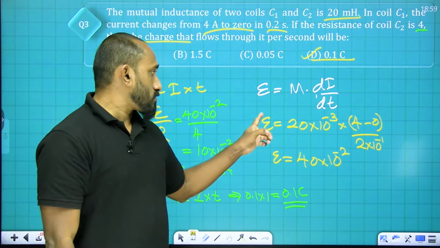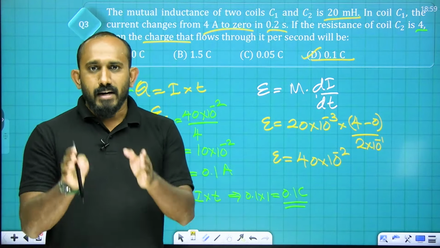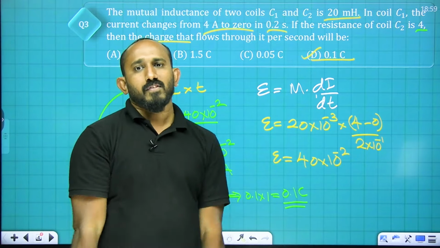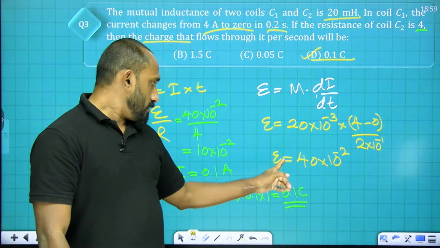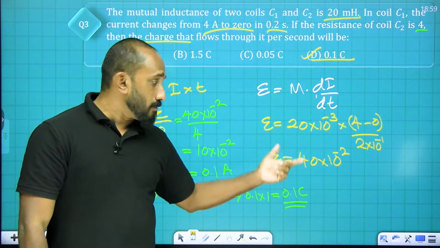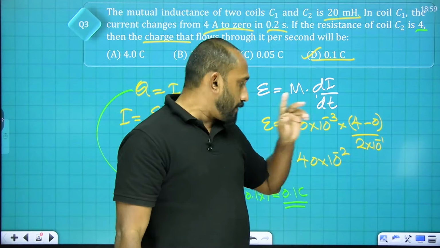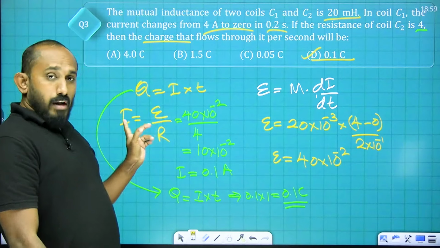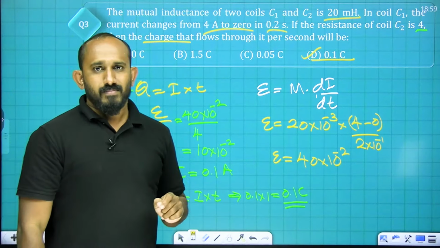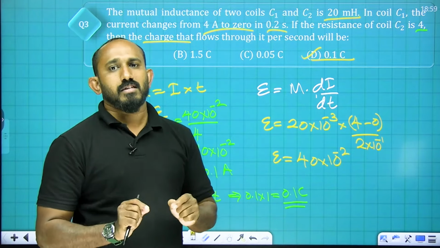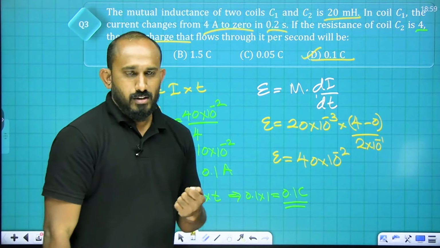So my dears, the concept is EMF induced due to mutual induction. When current in one coil changes, EMF is induced in the nearby coil. That's called mutual induction, you know. E is equal to M into di by dt. Here mutual inductance M is given in millihenry, which should be converted to Henry, then change in current by time taken. We got E. From E we got I is equal to E by R. Then to find charge Q, it is I into T. So MCQs of 2 or 3 levels are there, so please take care about these equations. Hope you got it. Let's go for the second question.